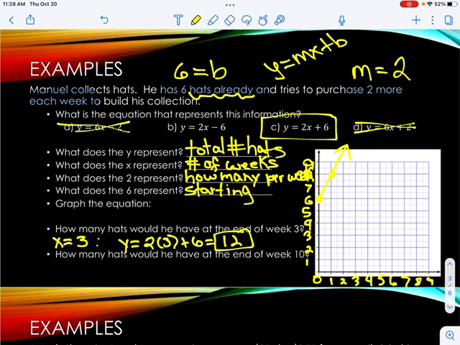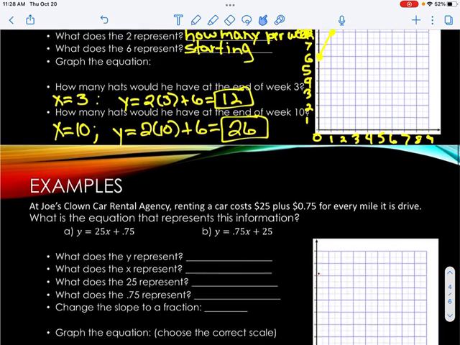If we look at how many at week 10, x equals 10 here. So now we're going to go y equals 2 times 10 plus 6. That's going to give me a total of 26 hats. So that's how we do that type of process.